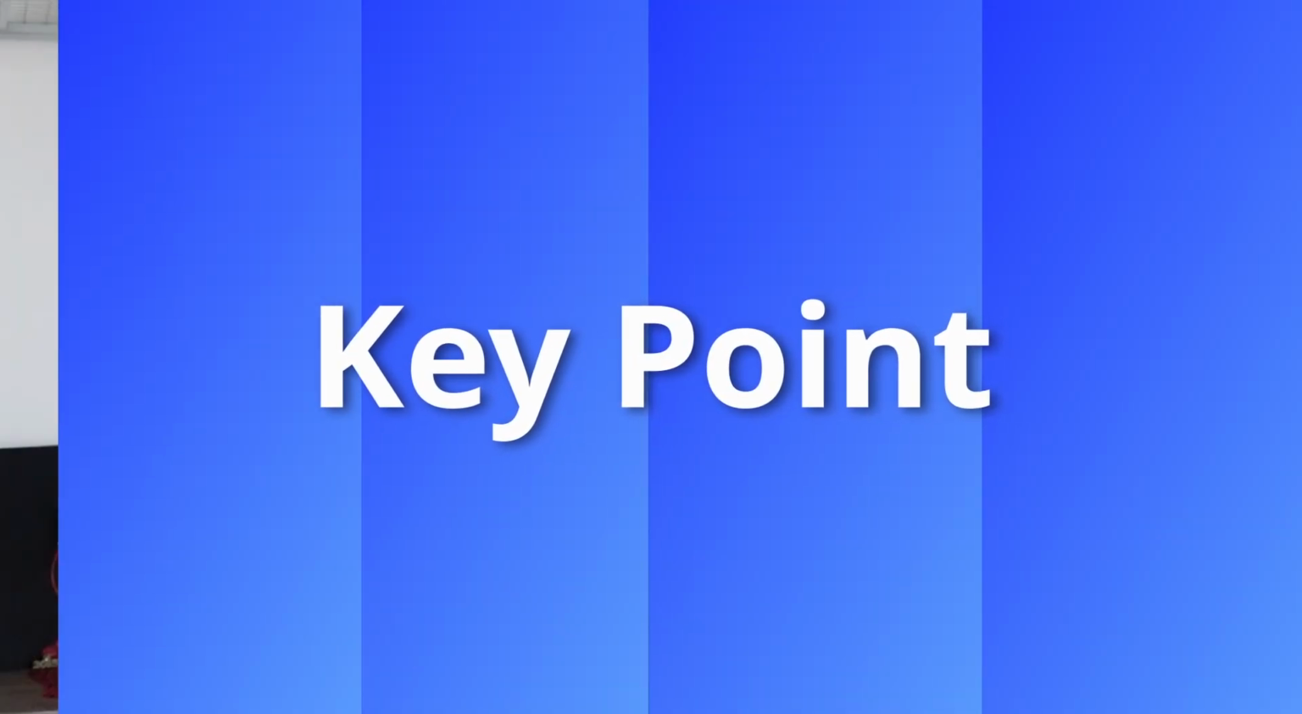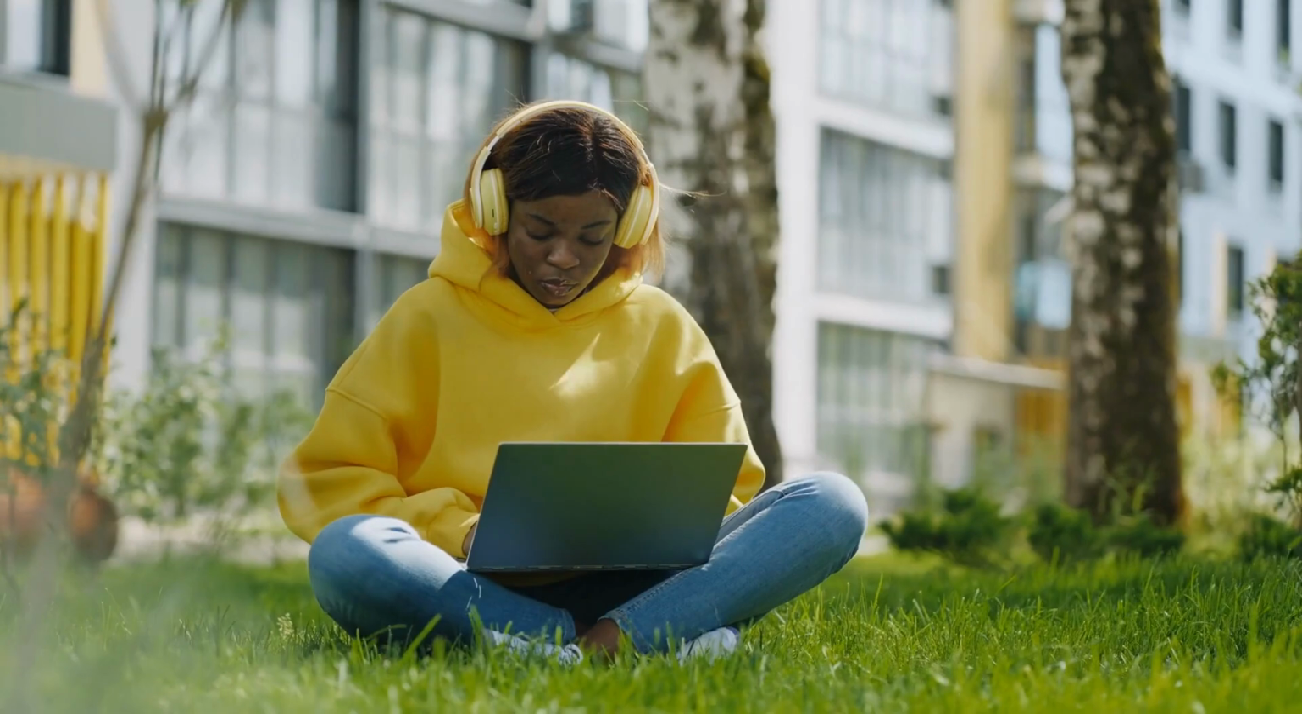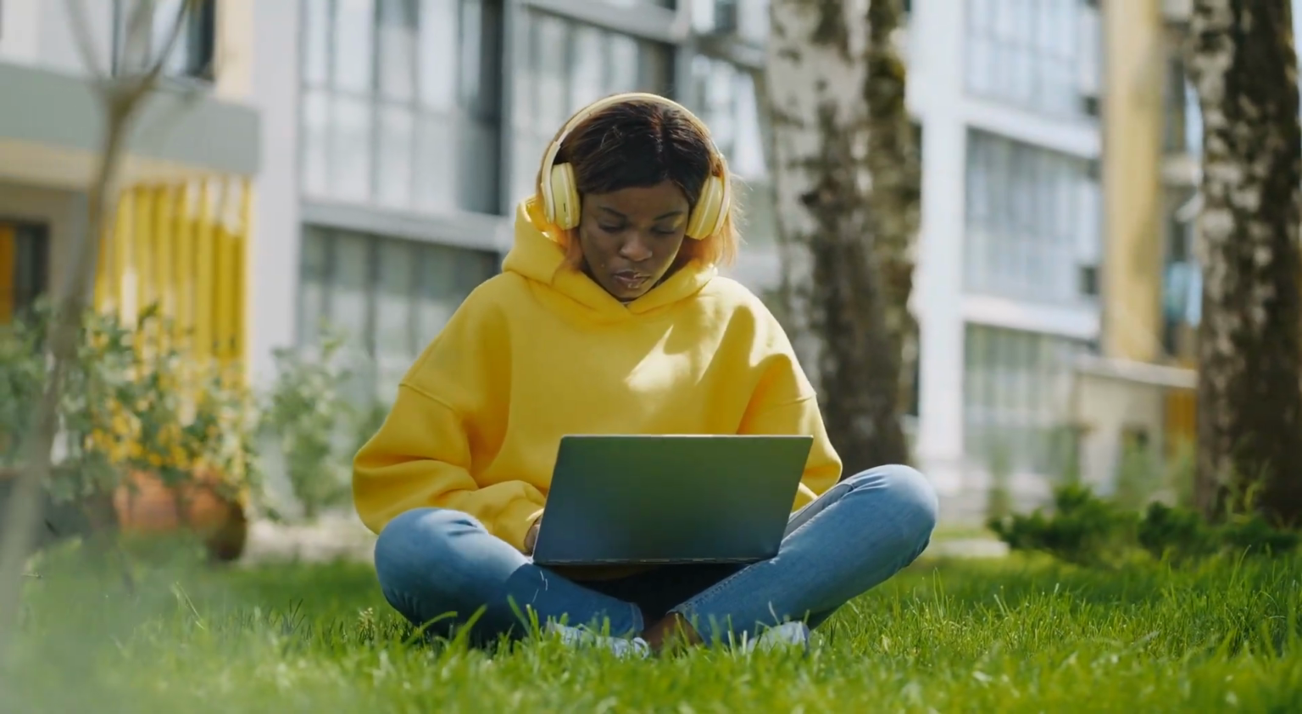Now, since you created a clear plan in the development stage, you can get into the project implementation next. Here's where you actually do the work. So you might write contracts and apply for permits in your construction and building sites. You're going to report on your progress all along the way, and you need to document and record those project elements to reference later. You also continue your research and design improvements. Here, in that class situation, is where drafting, checking in with your professor, working with your study groups, and using all of the resources you have to finish the project come into play.